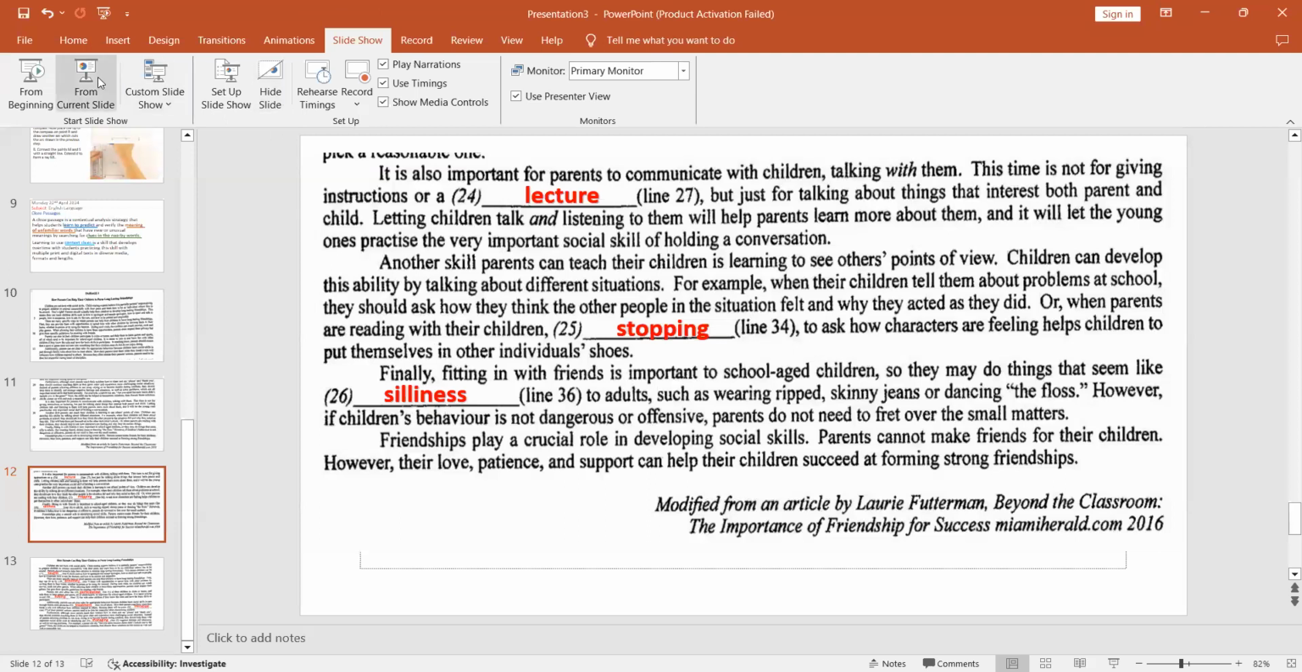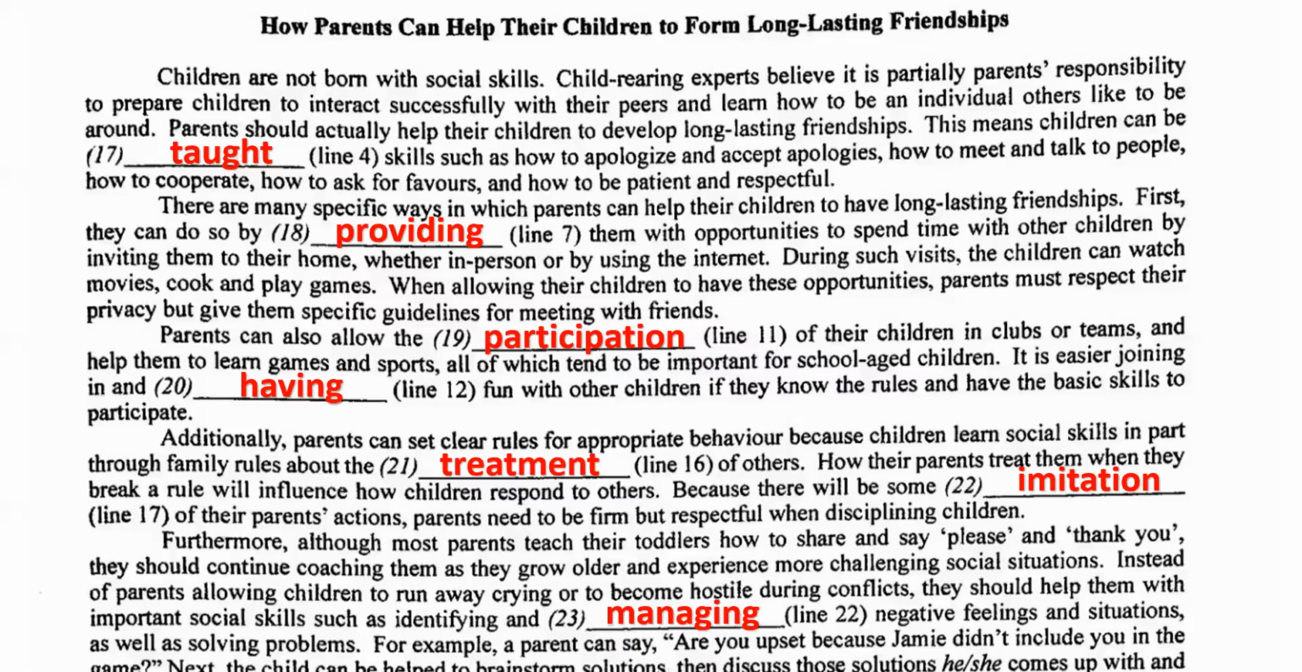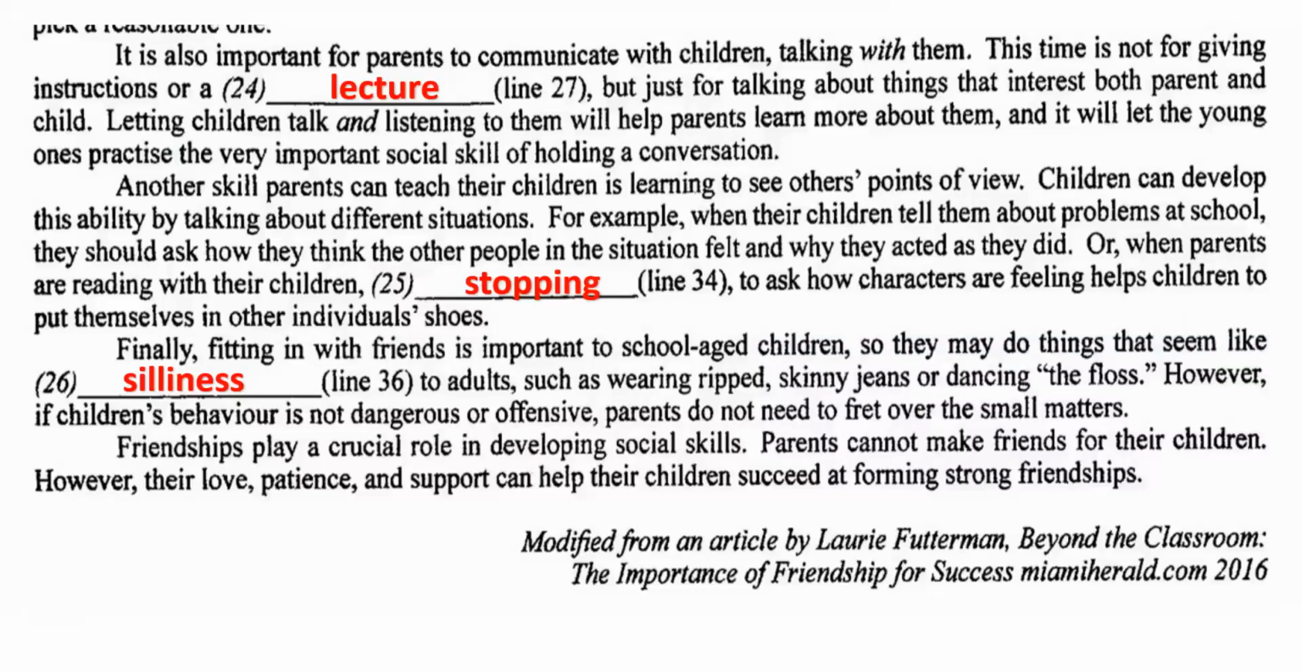All right, good. Okay, so number 17 is taught. Number 18 is providing. Number 19 is participation. Number 20 is having. Number 21 is treatment. Number 22 is imitation. Number 23 is managing. Number 24 is lecture. Number 25 is stopping. Number 26 is silliness. So this is how you do a closed passage. Let me know if you all understand how we got our answers.